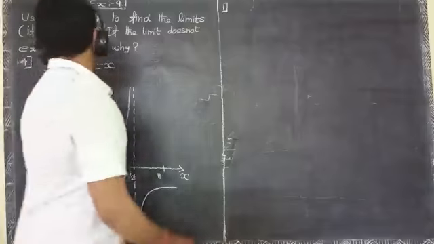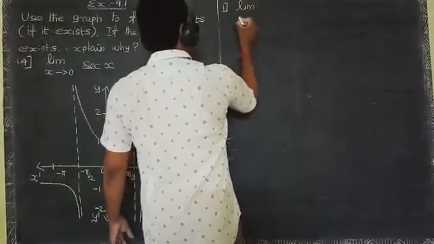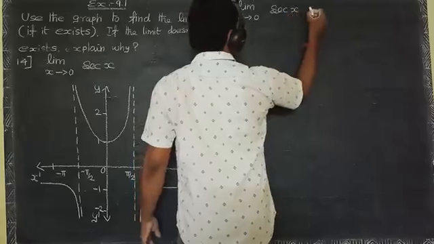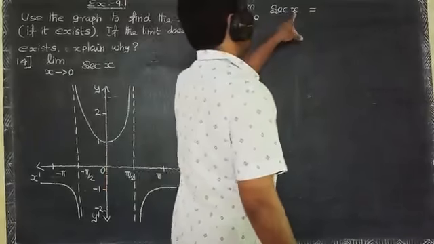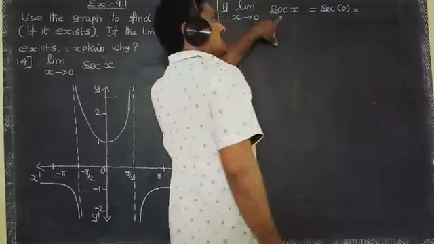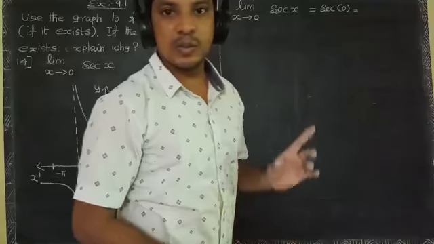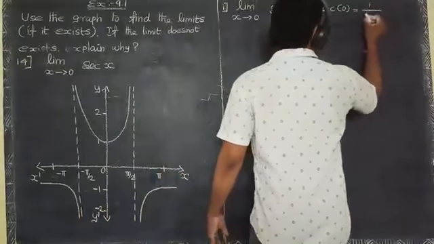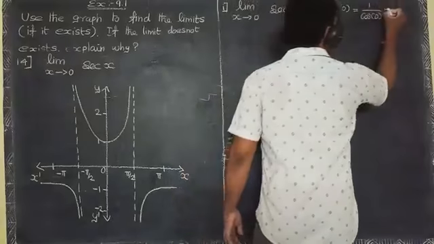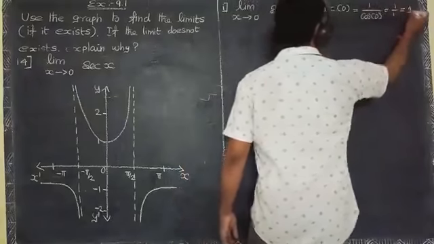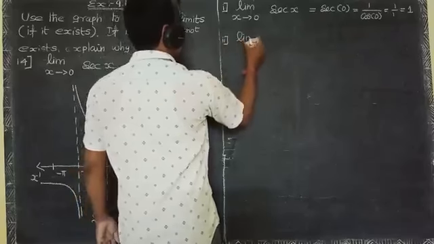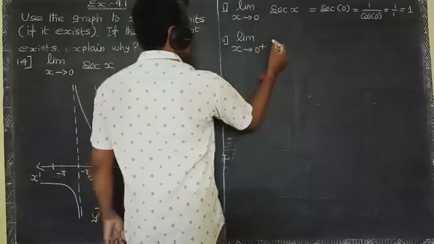We check it. In the first one, limit as x approaches 0 of secant x. Here x equals 0, so secant 0 is 1 by cos 0, isn't it? 1 divided by cos 0. Cos 0 is 1. So 1 divided by 1, which is equal to 1.